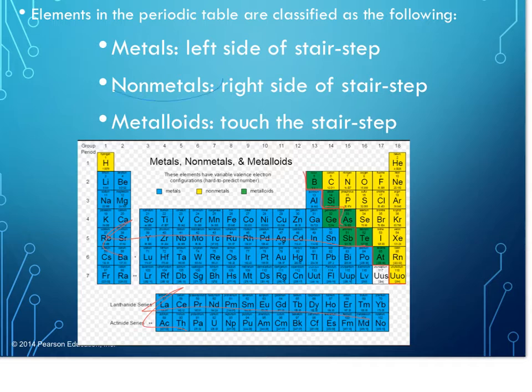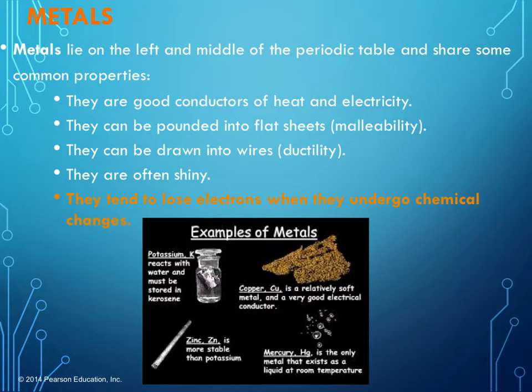The nonmetals lie to the right of the stair step, and the metalloids, there are 7 of them, are elements that touch the stair step. Okay, not aluminum, even though it's touching it. That's an exception, and not polonium. But most of the others that touch the stair step are called metalloids.